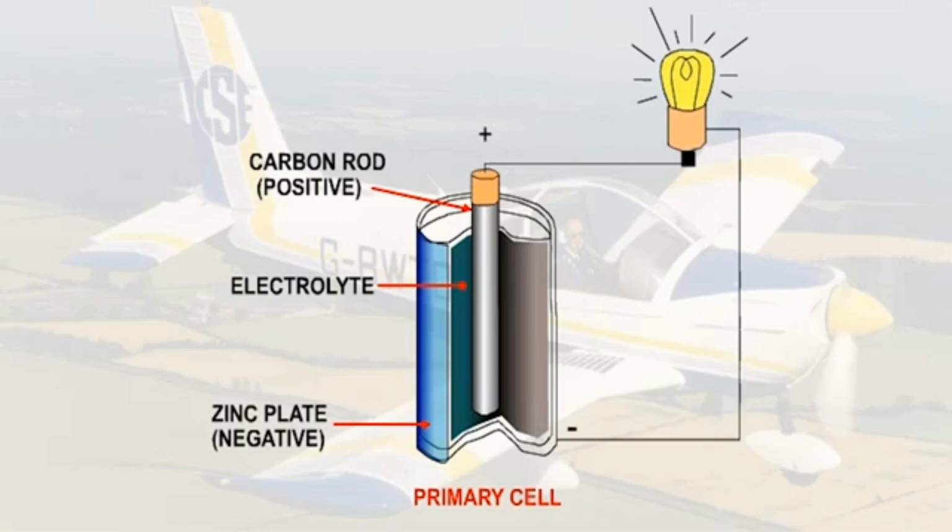As this circulation of electrons continues, the negative electrode slowly dissolves into the electrolyte until it is eventually eaten away. At this point, the cell is dead. Once discharged, primary cells cannot be recharged.